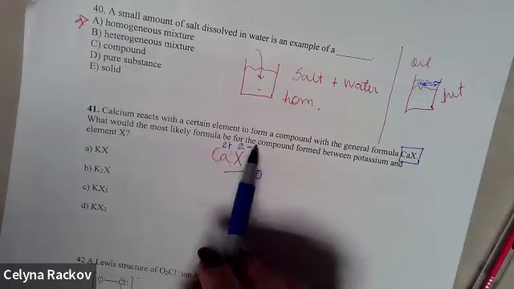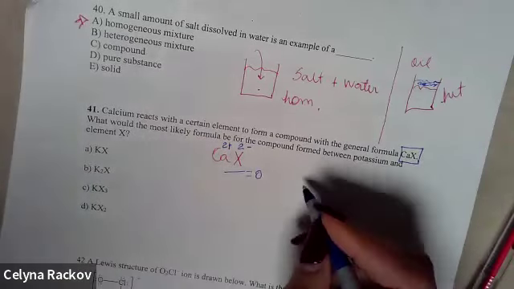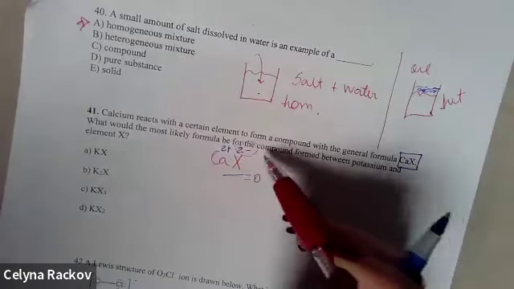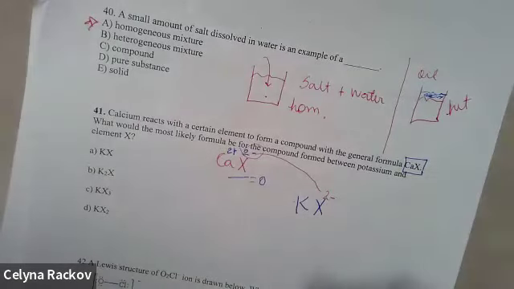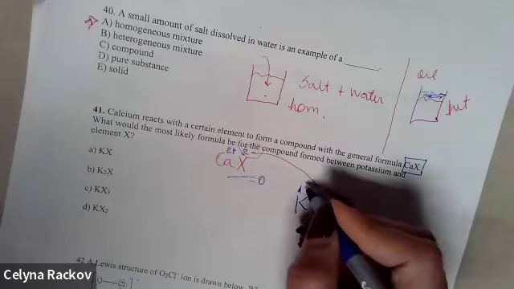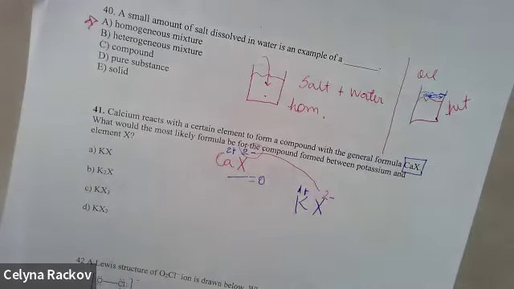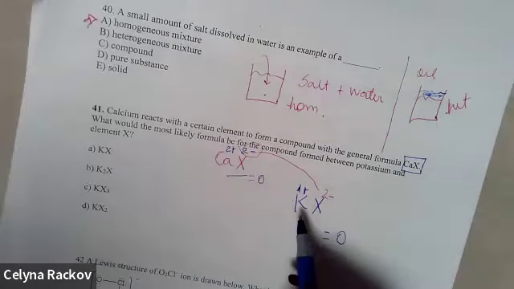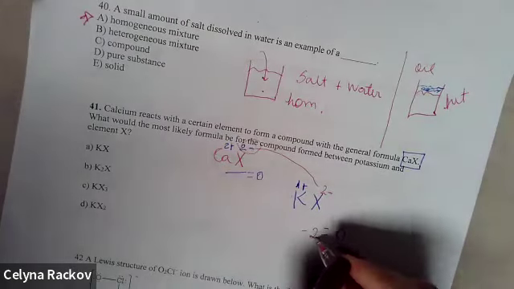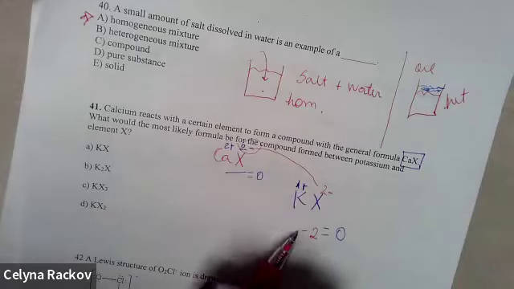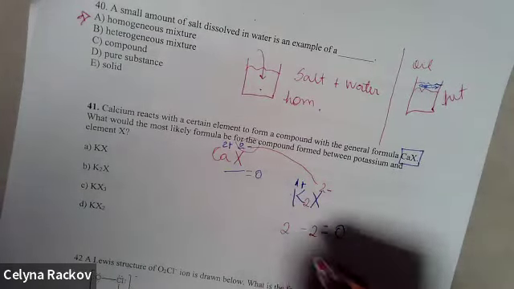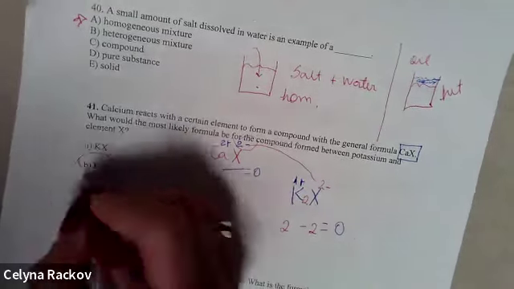What would be the most likely formula for the compound formed between potassium and element X? Okay, now we have potassium and X. So we already know that X is the same X here, a 2 minus element. Potassium is in group 1 of the periodic table, so the charge is going to be 1 plus. And the net charge should be 0. So how many potassium should you have in here? If your X is minus 2, how many plus should you have? You should have 2, to be 2 minus 2, 0. So that means you need 2 potassiums to make 2 times 1, 2. So 2 minus 2, 0. So the answer is B.